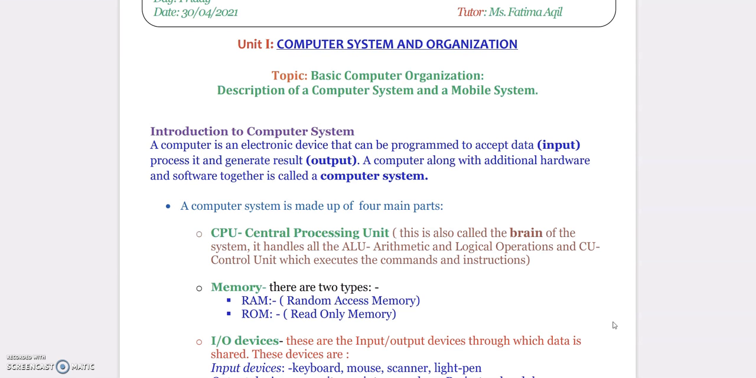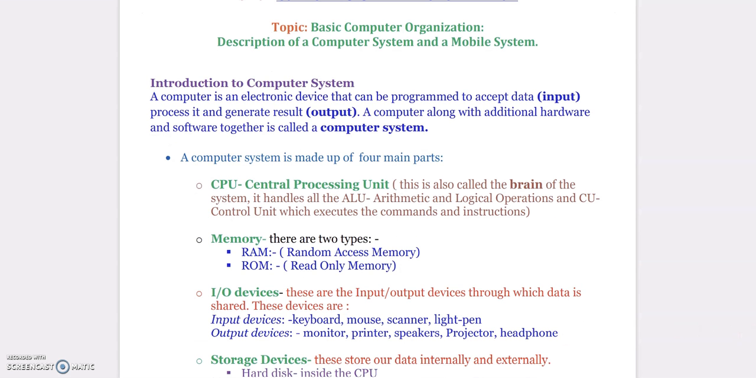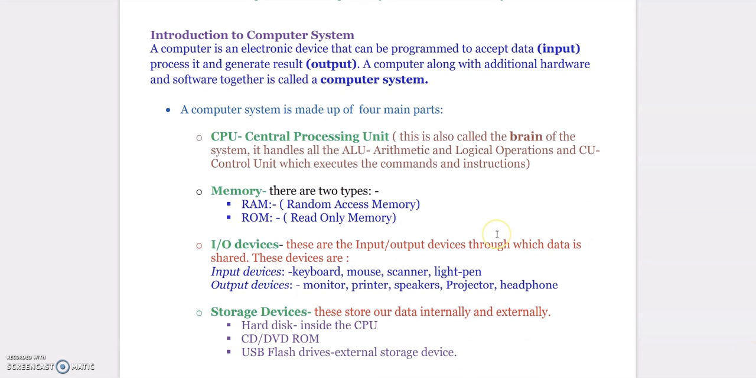Our chapter number 1, Computer System and Organization. We are going to learn about the basic computer organization, the description of a computer system and a mobile system. Let us first understand what a computer system is.